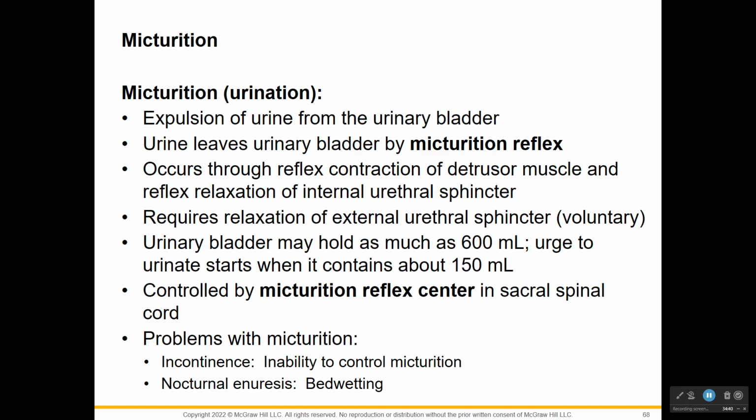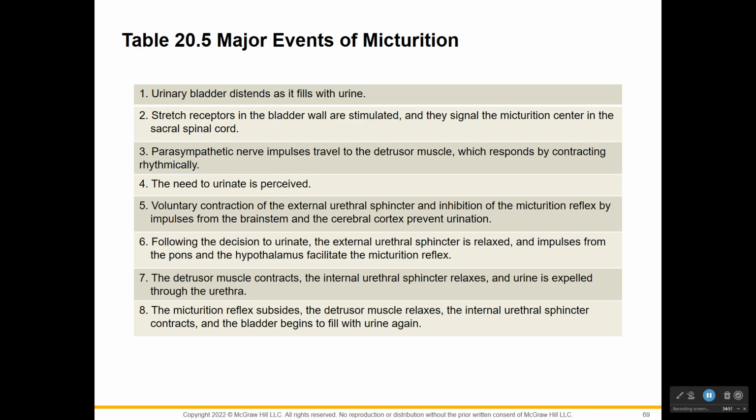There are some issues with micturition. We've got incontinence, where you're having trouble controlling it, and then nocturnal enuresis, which is bedwetting. Here are the major parts of micturition. So your urinary bladder distends, it fills with urine, there are stretch receptors in the wall, they're stimulated, nerve impulses travel to the muscle, which contracts rhythmically, and the need to urinate is like, oh, I have to pee. You understand. The voluntary contraction of your external urethral sphincter and inhibition of the micturition reflex by impulses of the brainstem prevent urination. So you're stopping things from happening.